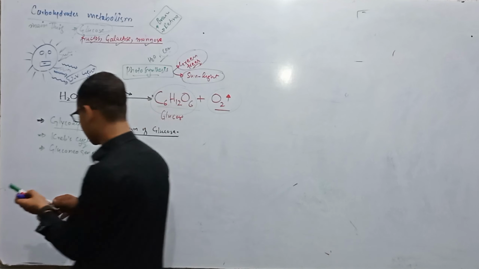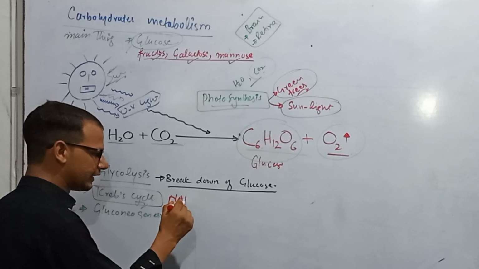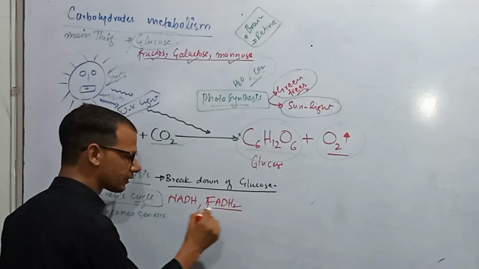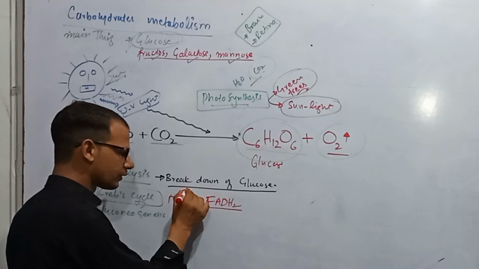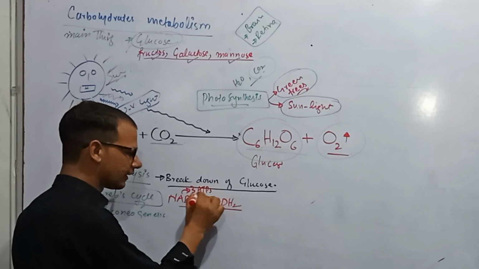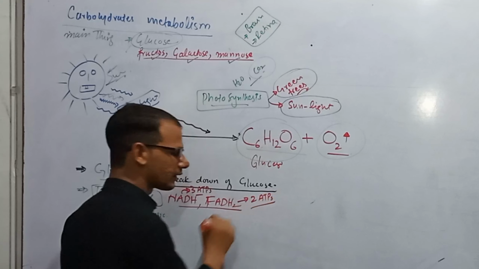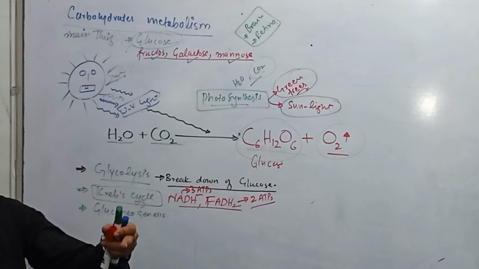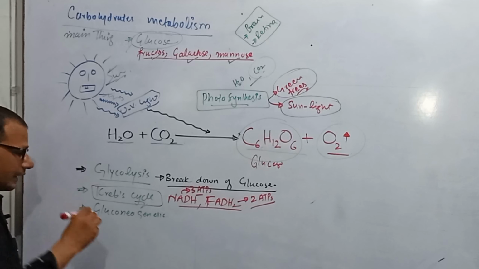The next is the Krebs cycle. In the Krebs cycle, NADH and FADH2 are formed. This is the stored form of energy, right? This NADH is equal to 3 ATPs and this FADH2 is equal to 2 ATPs. Remember these things in your mind. We will calculate the energy after discussing the metabolic pathways, right?